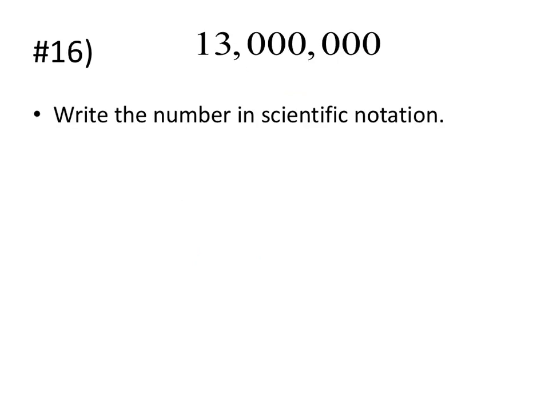Alright, write in scientific notation. So your decimal point's here, so you move it until you have a number between 1 and 10. So 1.3 is between 1 and 10. So you say 1.3 times 10, and then you count how many humpies you have. So I have 1, 2, 3, 4, 5, 6, 7. And because I went to the left, it's positive 7.